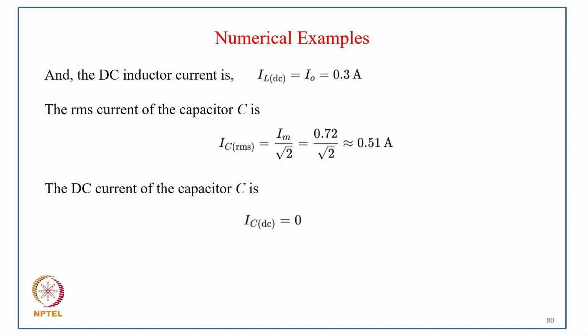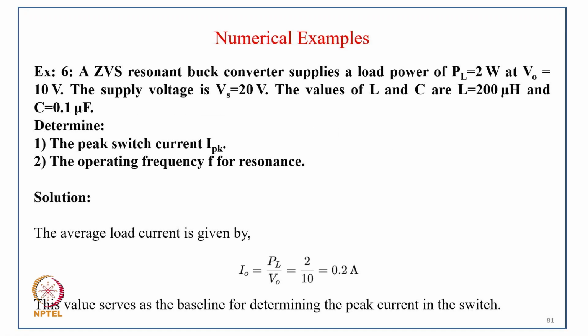And the DC inductor current is IL DC equal to I0 equal to 0.3, and RMS current of the capacitor C, IC RMS equal to IM divided by root 2, it comes 0.51 ampere. And the DC current of the capacitor C, IC DC, equal to 0.